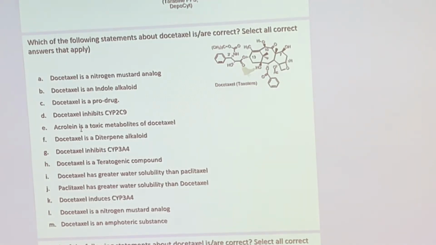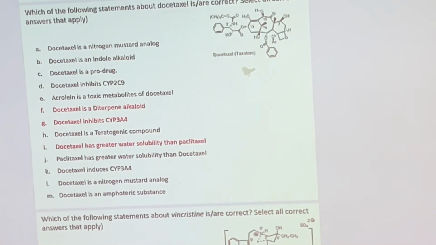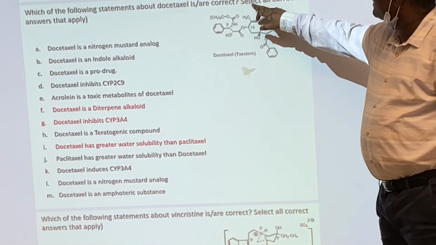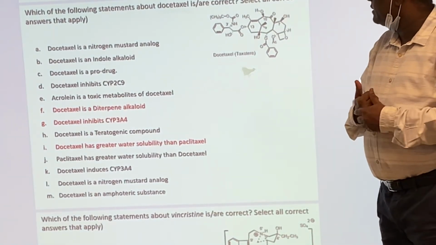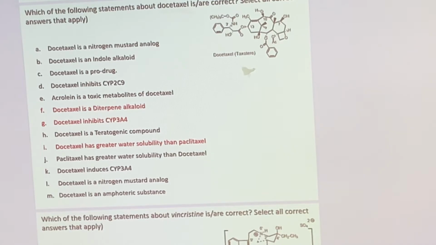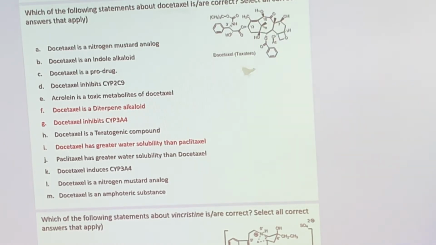Induces cytochrome 3A4. No. Nitrogen mustard? No. Amphoteric? No, it is a weak base. So it's a diterpene alkaloid, inhibits cytochrome 3A4. The compound has a greater water solubility compared to paclitaxel, because paclitaxel has an ester functional group. Here we have a hydroxyl that gives the compound better water solubility compared to paclitaxel. And that inhibits cytochrome 3A4, and it's a terpene alkaloid. It's a diterpene alkaloid.